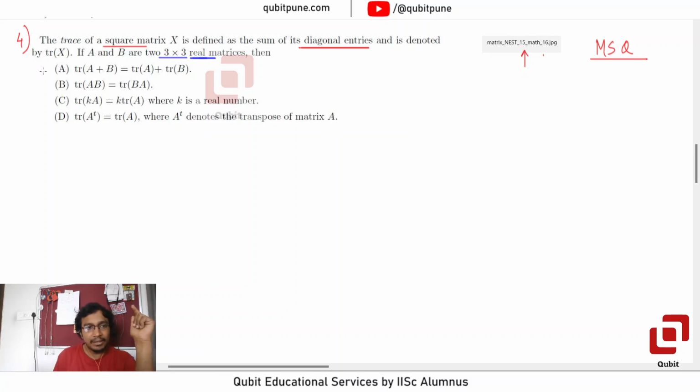Now I will leave the verification of A, C and D to you. Okay, will you do that? Yes sir. They are all true. Yes. Okay, they are all true. ये तो ऑब्वियस है ना, A प्लस B का ट्रेस A का ट्रेस प्लस B का ट्रेस, K A का भी ऑब्वियस है, और A ट्रांसपोज का ट्रेस वो तो सेम है क्योंकि डायगोनल एलिमेंट्स डोंट चेंज व्हेन यू टेक द ट्रांसपोज. ओके सो लेट्स इन्वेस्टिगेट फॉर B नाउ.